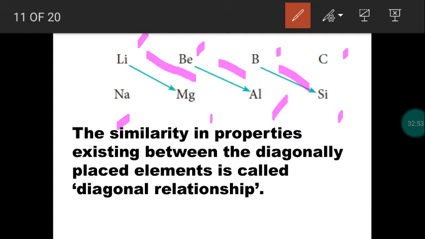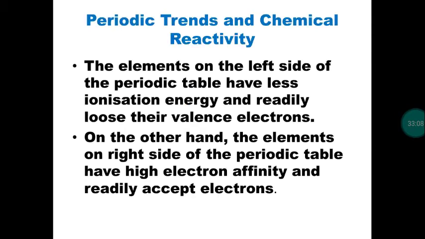What about the properties? Lithium and magnesium will have same property. Beryllium and aluminum will have same property. Boron and silicon will have same property. So this is called diagonal relationship. This is a public 3-mark question. Next, variation of chemical properties in modern periodic table.